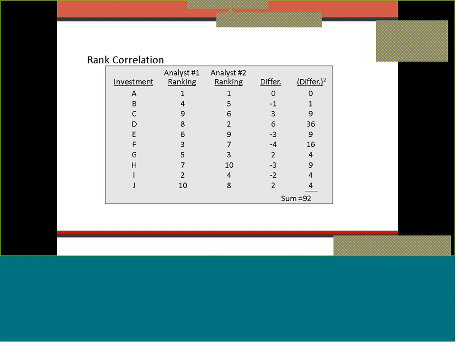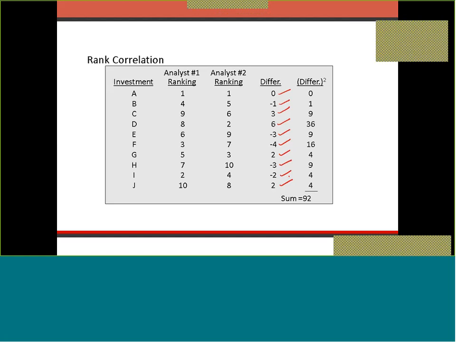So just calculate the differences. 1 minus 1 is 0, 4 minus 5 is minus 1, 9 minus 6, 8 minus 2, 6 minus 9, 3 minus 7, 5 minus 3, 7 minus 10, 2 minus 4 and 10 minus 8.